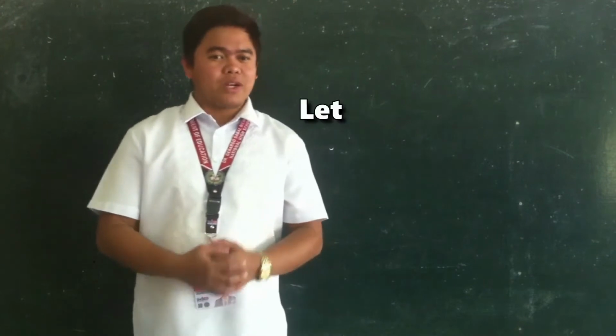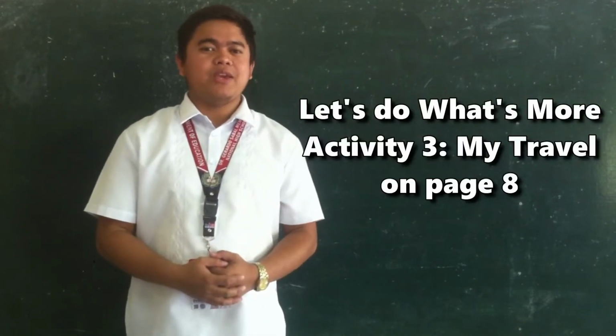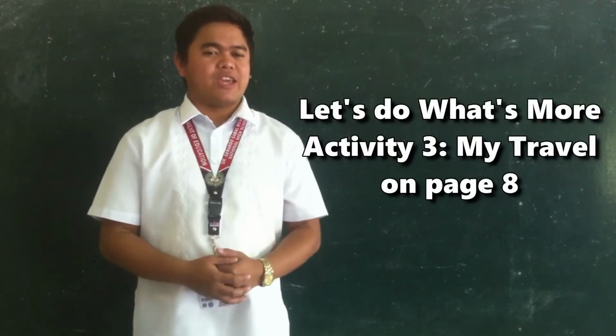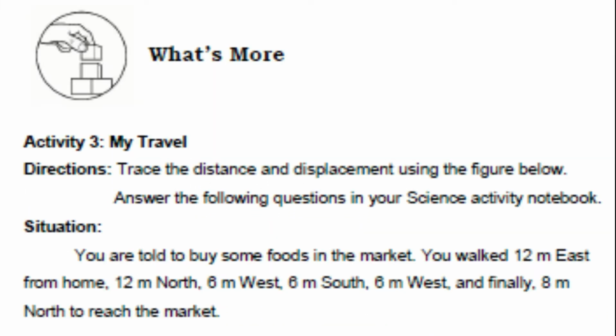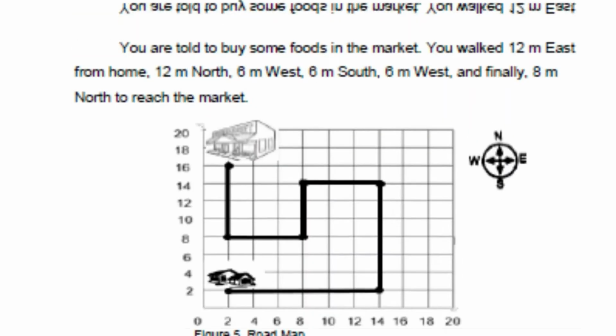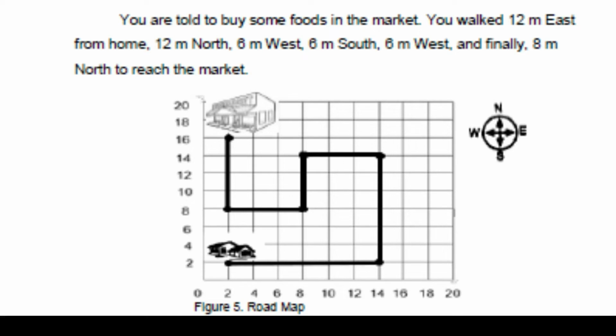Now let's try once more Activity number 3, My Travel, on page 8. Directions: Trace the distance and displacement using the figure below. You are told to buy some foods in the market. You walk 12 meters east from home, 12 meters north, 6 meters west, 6 meters south, 6 meters west, and finally 8 meters north to reach the market.